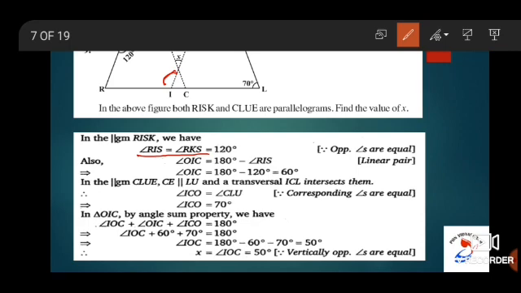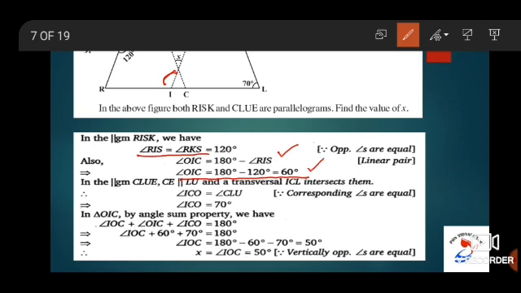Because they both are opposite angles, now you can find out the value for OIC by using the linear pair property. Angle OIC is equal to 180 minus RIS. Therefore the value for OIC is equal to 180 minus 120, that is 60 degrees.